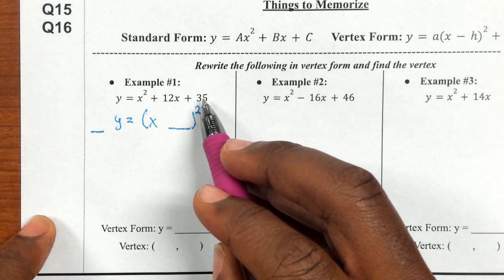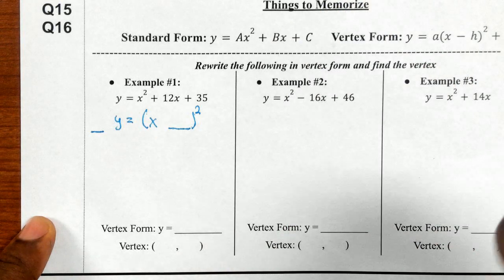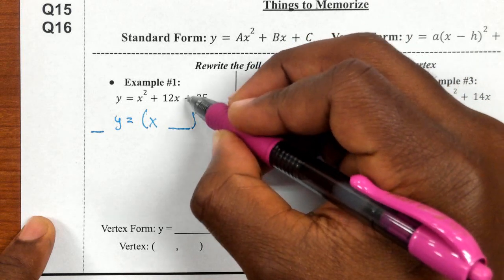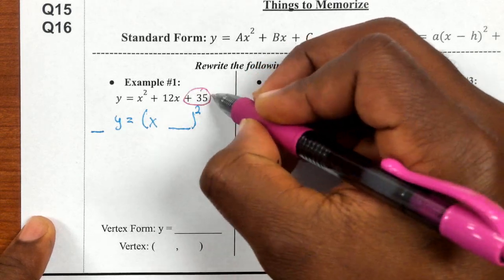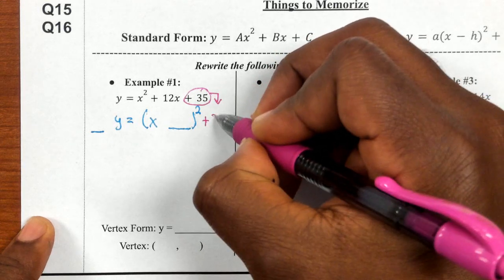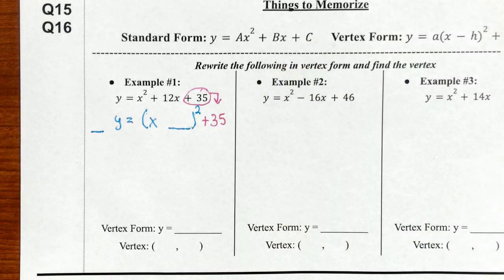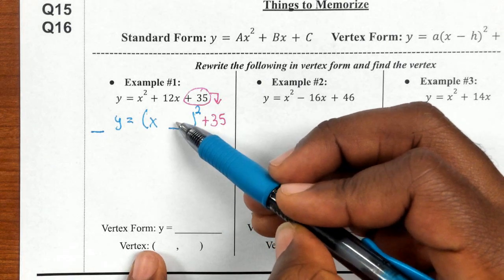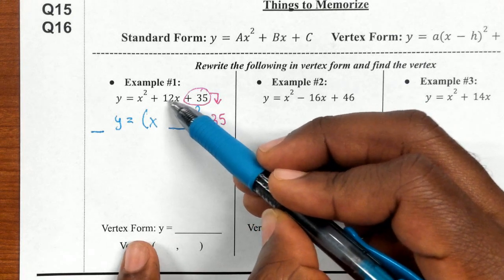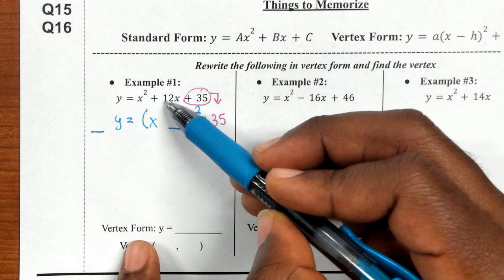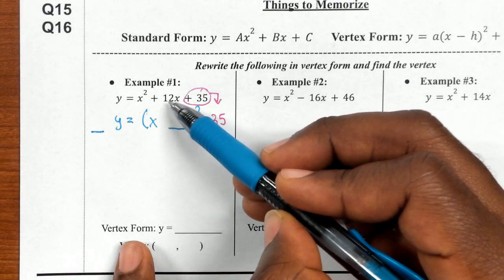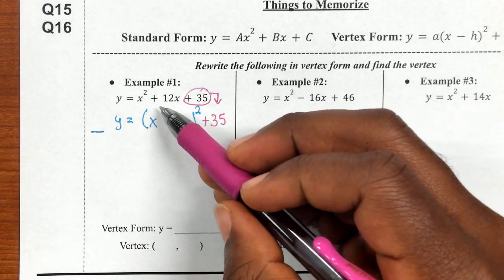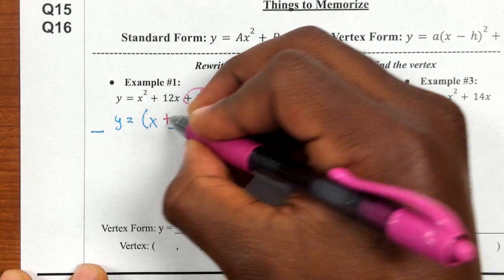Now let's try to evaluate. The next thing you're going to do, guys, is evaluate what our constant is. The constant will be this number all the way over here that has neither an x nor an x squared. So this constant, you're just going to bring it down. Now I need to figure out what number will go inside of my parentheses. To figure that out, I'm going to cut this middle number in half. Half of positive 12 is positive 6.